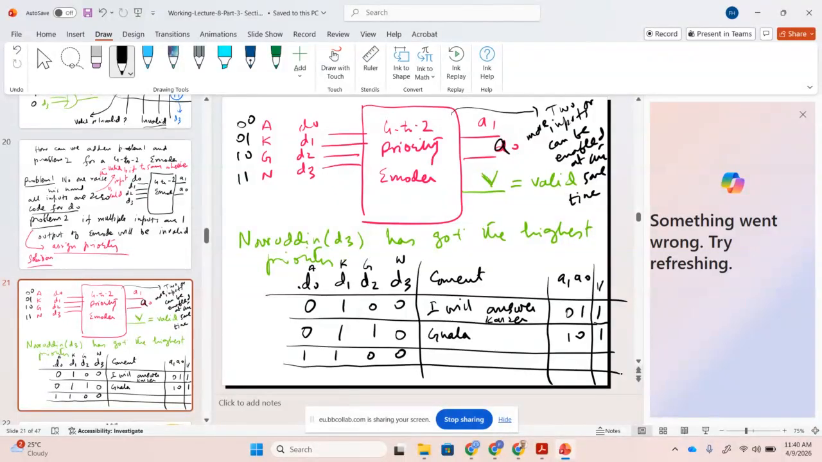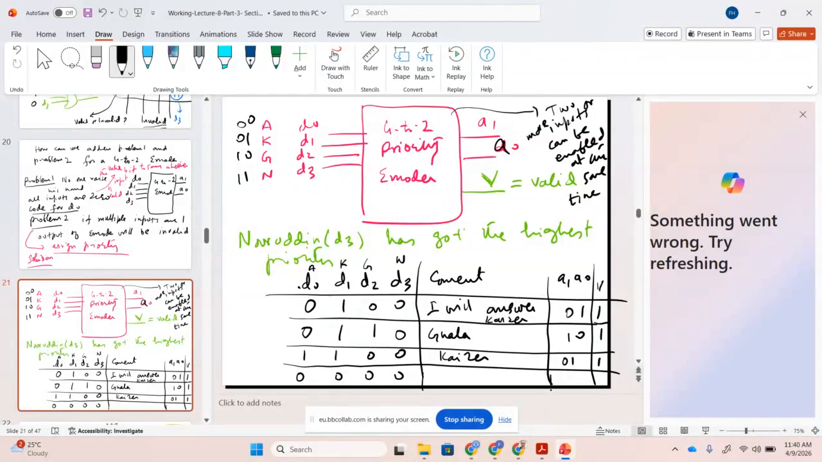Who has got the highest priority? Kaiser. So Kaiser, and what is the code for Kaiser? The code for Kaiser is 0 1 and the valid bit is 1. And if no one raises their hand, 0 0 0 0, so no one raises their hand, what will be my output? Can you tell me?